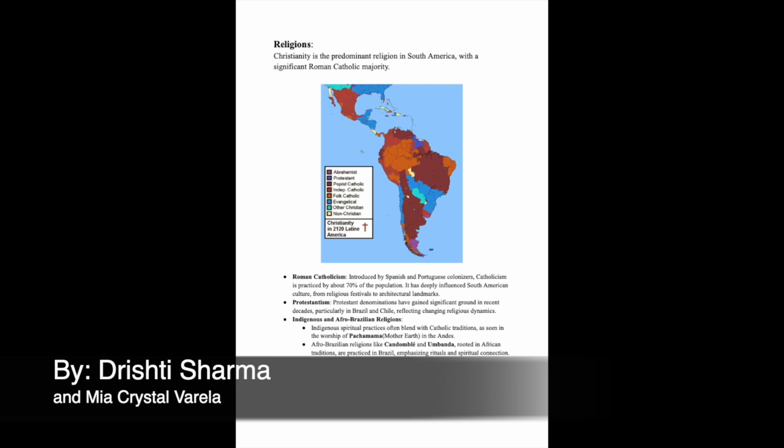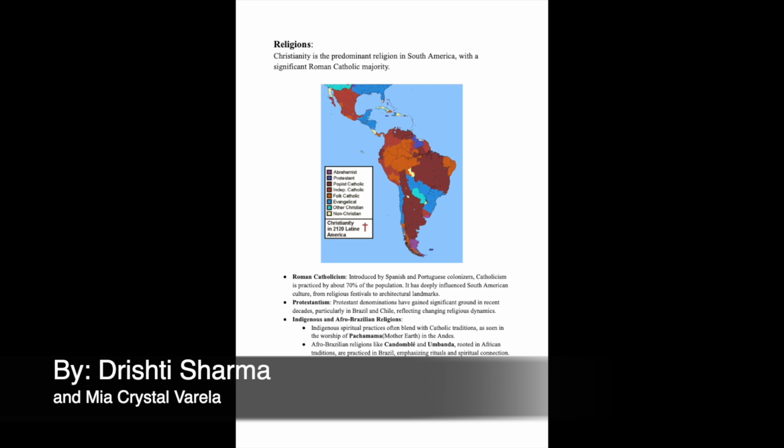Let's now talk about the religions. Christianity is the predominant religion in South America, with a significant Roman Catholic majority. Roman Catholicism. Introduced by Spanish and Portuguese colonizers, Catholicism is practiced by about 70% of the population. It has deeply influenced South American culture, from religious festivals to architectural landmarks.